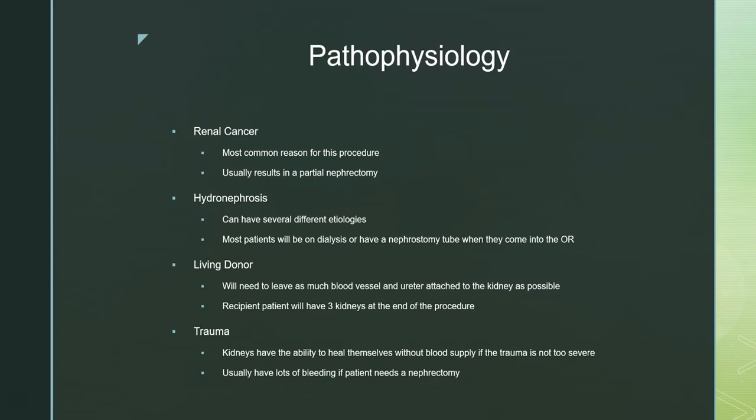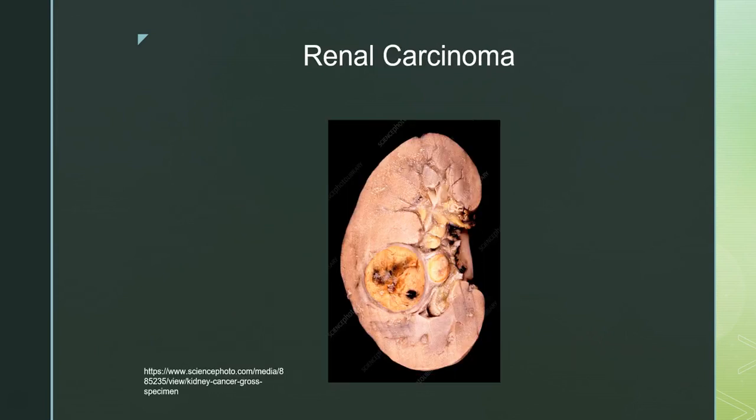But if the trauma is too severe, we have lots of bleeding, those kinds of things, then we're going to have to do a nephrectomy on our patient, which we never like to do. But just know if we have to do a nephrectomy, there will usually be lots of bleeding. So we want to make sure our patient is typed and matched, and that we have blood products on standby because we may need them due to those large vessels that the kidney has.